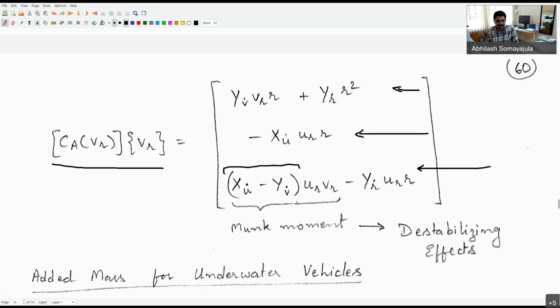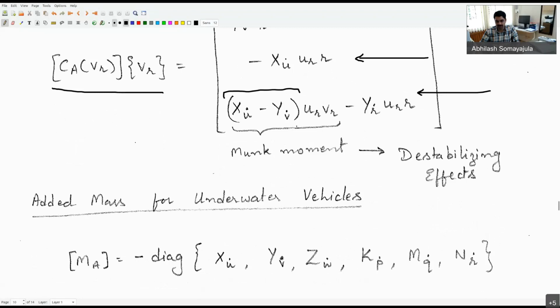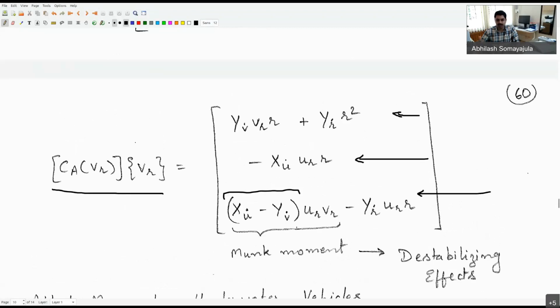We'll not get into the details of how it is destabilizing. You can look at standard textbooks in order to do that, but it won't be important for our course that we are covering on dynamic positioning. So with that, I'm going to stop here for now, and next class we are going to look at the so-called added mass for underwater vehicles, and then we'll move on to the dissipative forces or the damping forces.